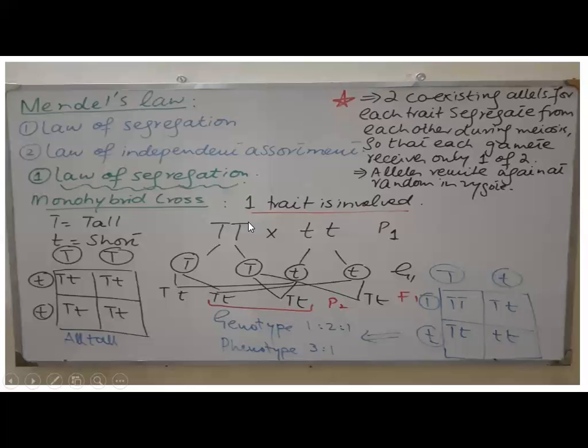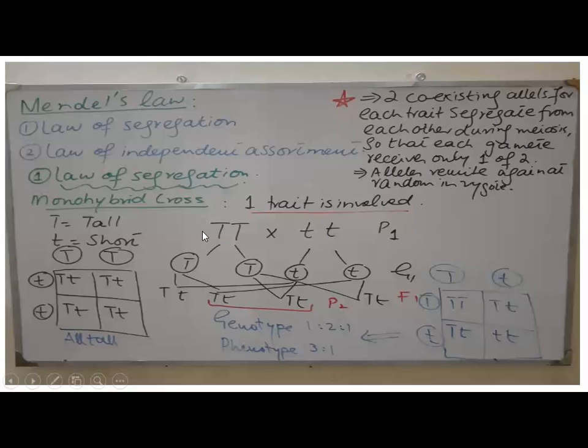So what is Mendel's law of segregation? The two coexisting alleles for each trait, here one for tall and the other for short, for the trait of height, segregate, meaning they separate from each other during the process of meiosis. The gametes are formed during meiosis, so that each gamete receives only one of the two.